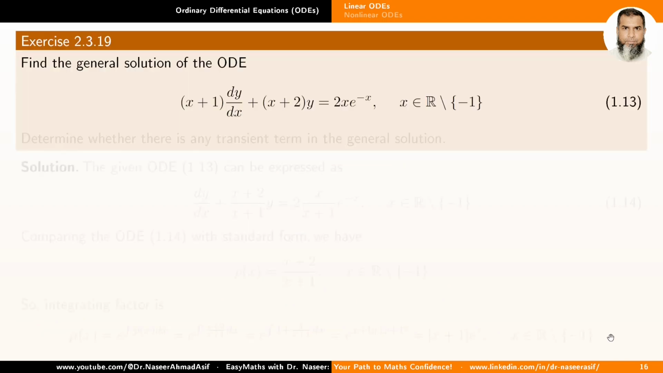Find the general solution of the ODE (x plus 1) dy/dx plus (x plus 2) into y is equal to 2x e^(-x), where x belongs to R other than minus 1.